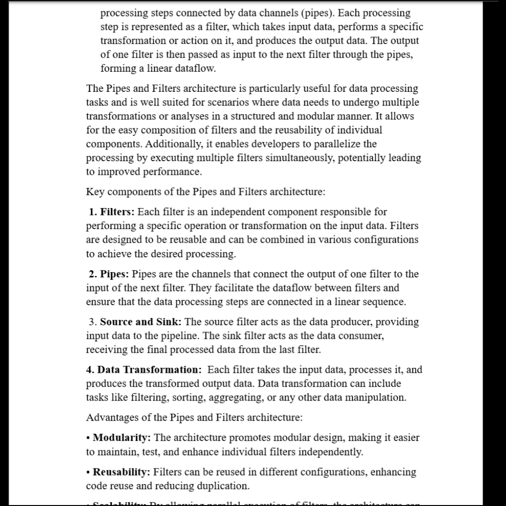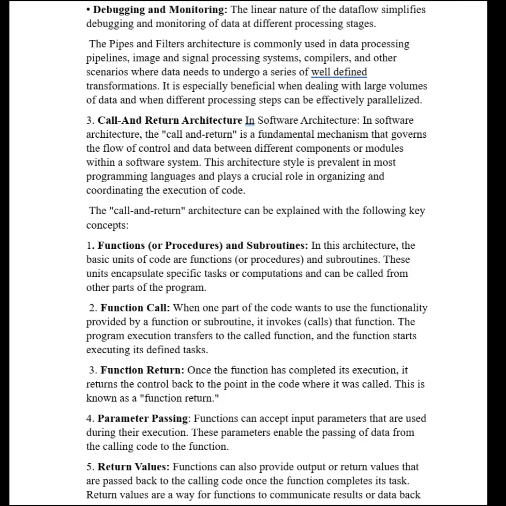Second, pipes and filters architecture. This architecture is like a data pipeline. Each filter performs a task like sorting or filtering, and pipes pass data from one filter to another. Used in data transformation, compilers, and image processing. Advantages: modular, reusable, scalable, and easy to debug.